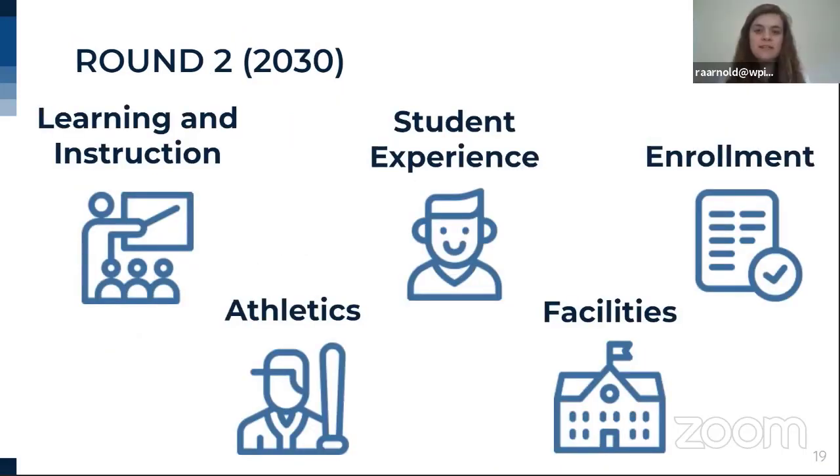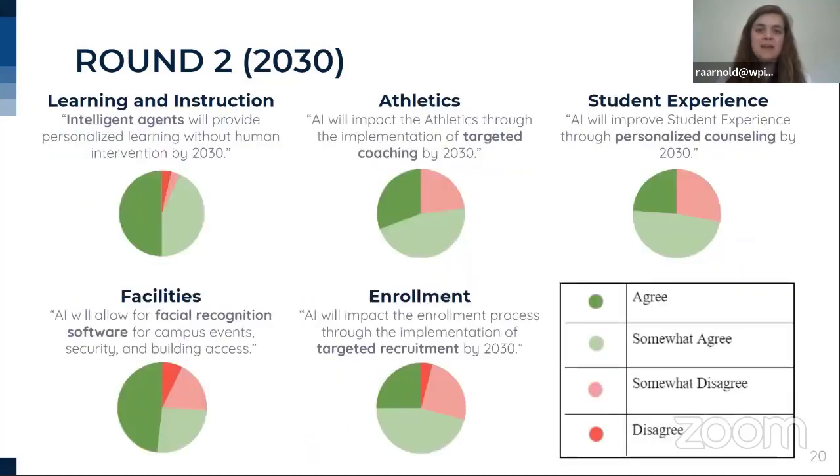Now moving into the findings for round 2. We asked participants to either agree or disagree with quotes we obtained from the first round survey responses. We gave them 5 main categories, which included learning and instruction, athletics, student experience, facilities, and enrollment, each with their own subcategories. An example of one subcategory in each category can be seen here within each quote. Each pie chart represents the total responses we obtained when we presented the experts with quotes for each subcategory.